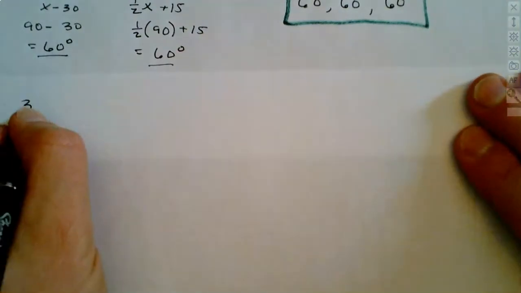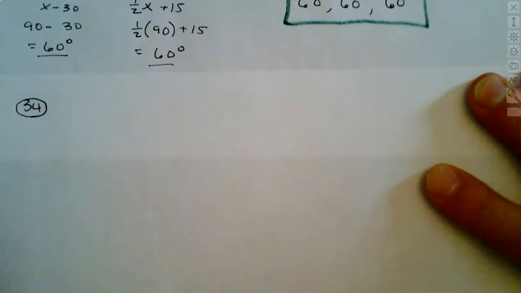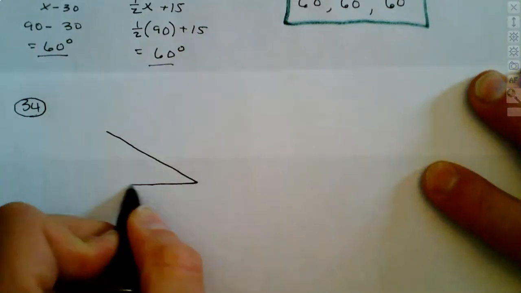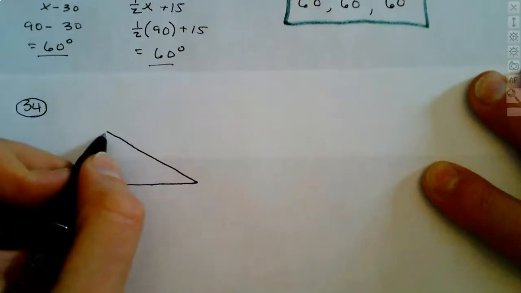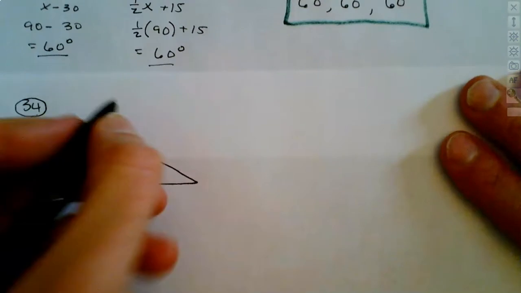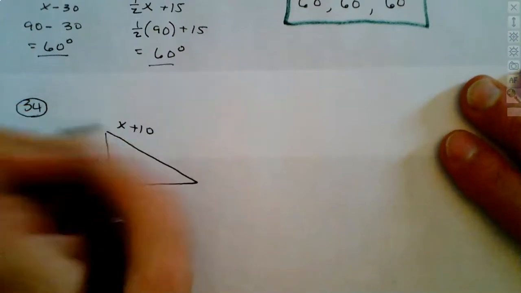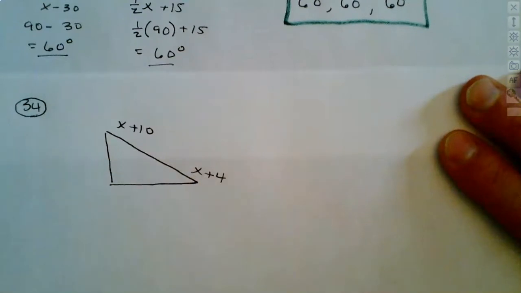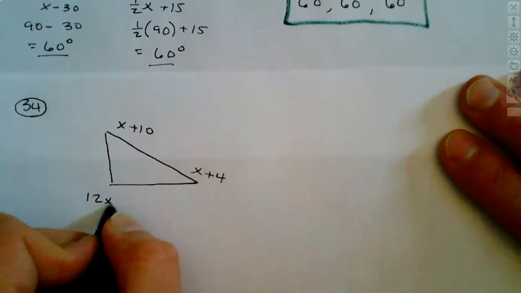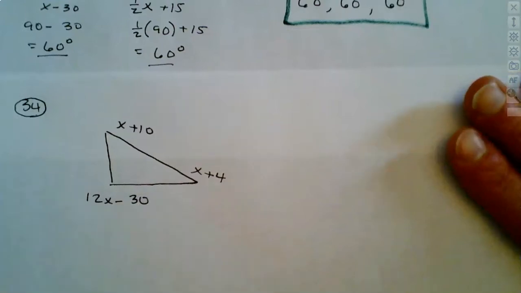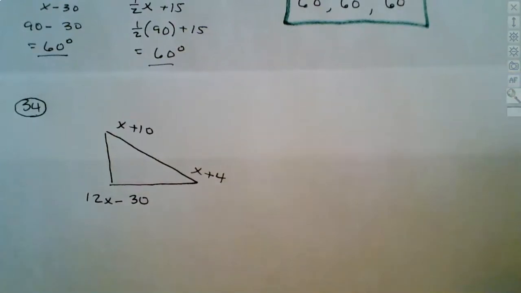34. All right, so question 34. I know my triangle looks a little bit different, but that's okay because we've got x plus 10. We've got x plus 4. And we've got 12x minus 30. And again, my triangle may not look exactly like theirs, but we're going to solve it the same way.